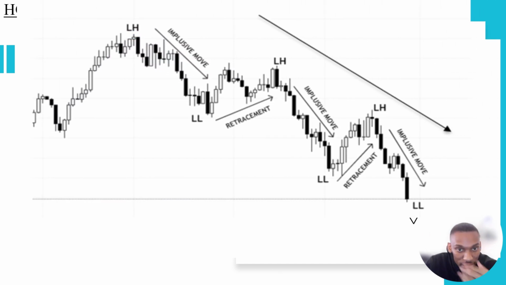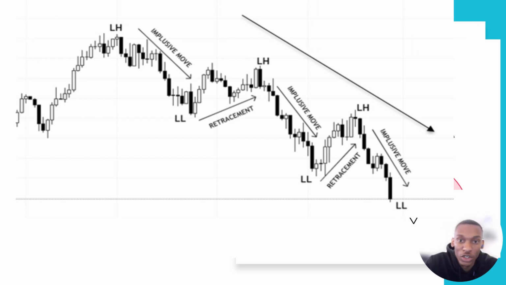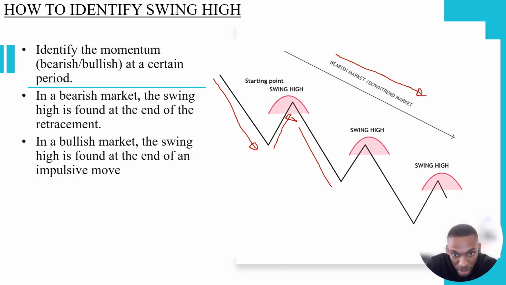So a retracement is like the opposite direction of the overall momentum of the market. So if we're in a bearish market, this is an impulse, meaning an impulse in the direction of the market, and then this is a retracement. So that's what I'm saying here. You find the swing high at the end of a retracement. Impulse, retracement, impulse, retracement in a bearish market.